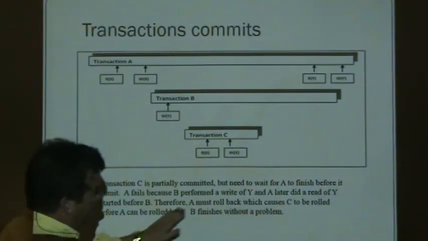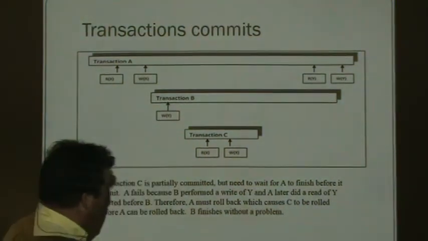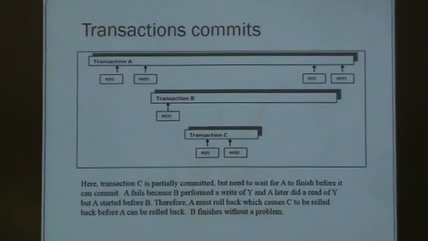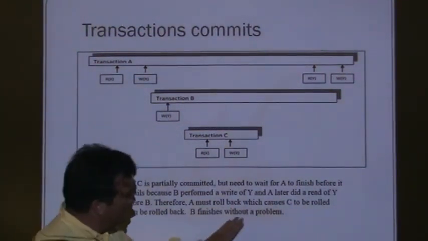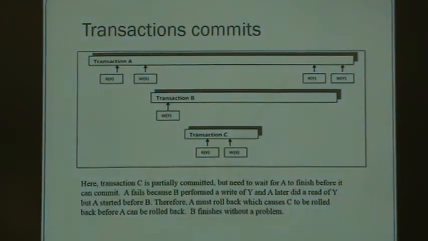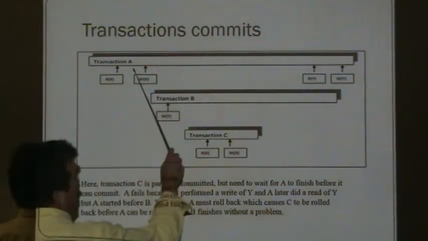So therefore, A must be rolled back, which causes C to be rolled back, because A is going to be rolled back. B can go on to finish because B was really undisturbed by this.